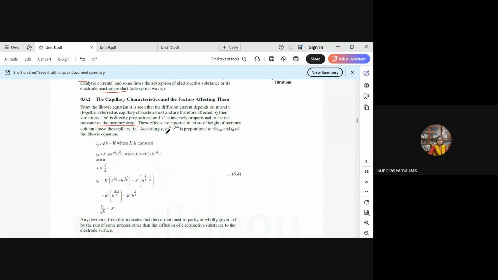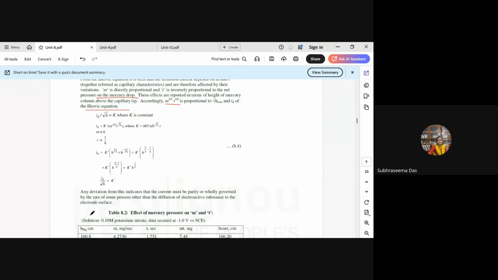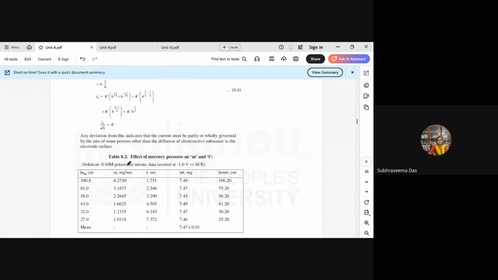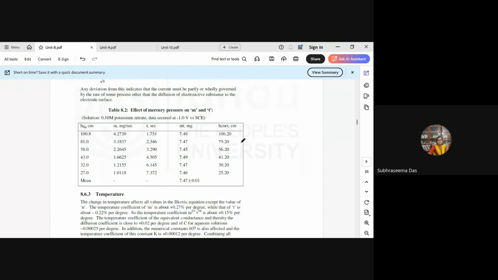Accordingly, we have m to the power 2/3 into t to the power 1/6 proportional to root h, and id of the Ilkovic equation. So, substituting all the values, we see that id by root h is equal to k dash. Any deviation from this indicates that the current must be partly or wholly governed by the rate of some processes other than diffusion of the electroactive substance to the electrode surface.